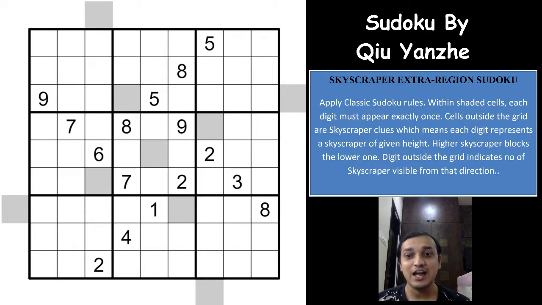Myself Ashish, and today I'll be covering a hybrid Sudoku variant called Skyscraper Extra Region Sudoku. The setter of this Sudoku is Q Anze, and it was constructed in 2012 and published in the book called Top Sudoku 2. Q Anze is one of the excellent authors and has constructed very good puzzles in the past too.